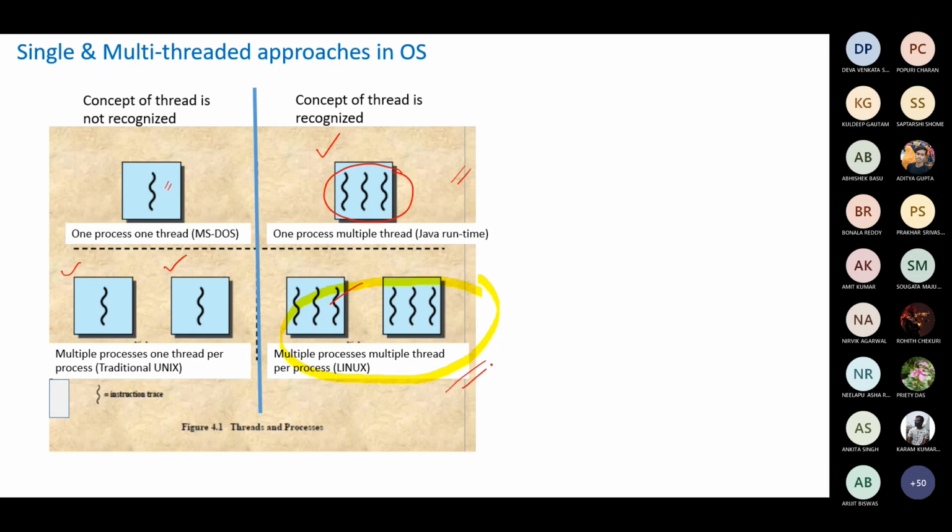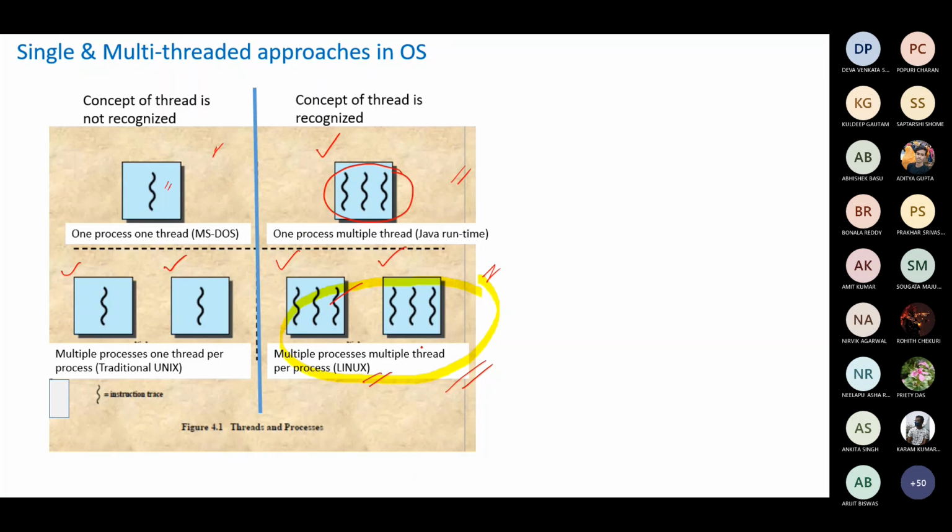And this is the extreme case where you have support for creating multiple processes, like the boxes, and within each process you have suitable function calls or system calls with which you can create multiple threads of execution. So this is one extreme, and this is the other extreme. And this is what Linux and these kinds of operating systems support.